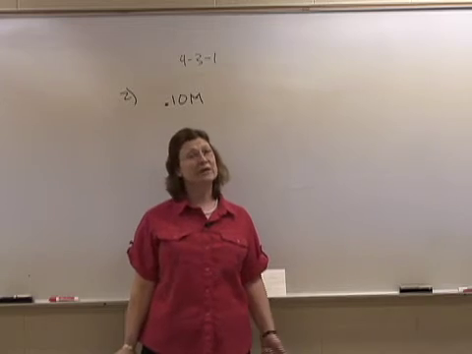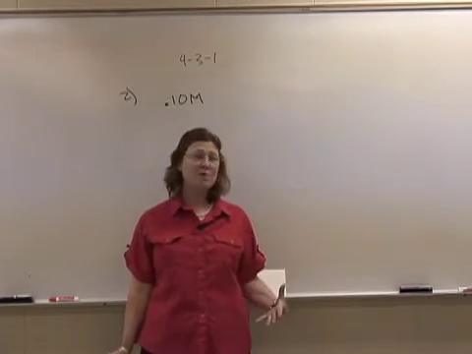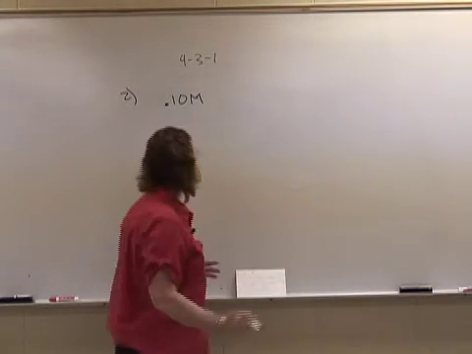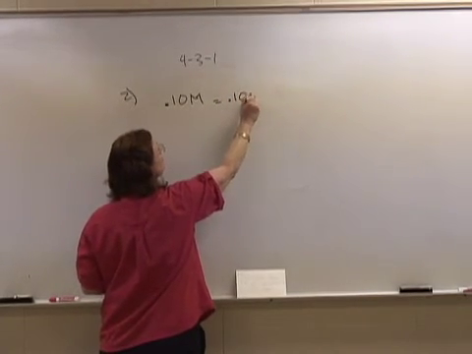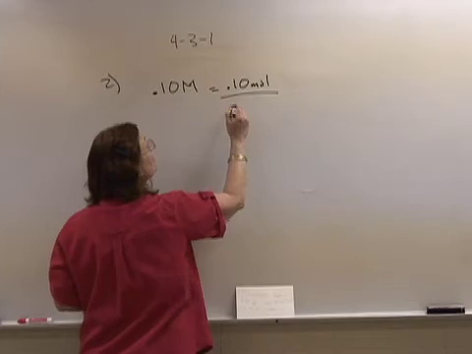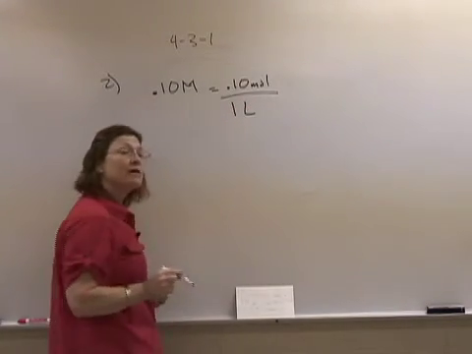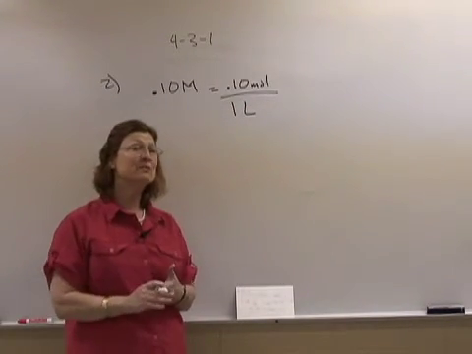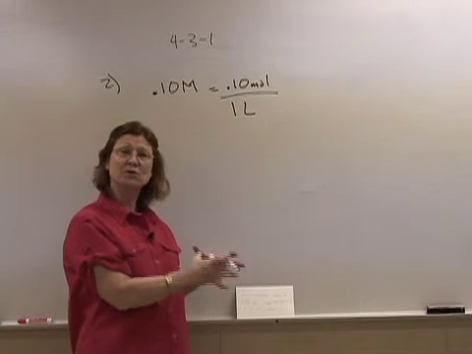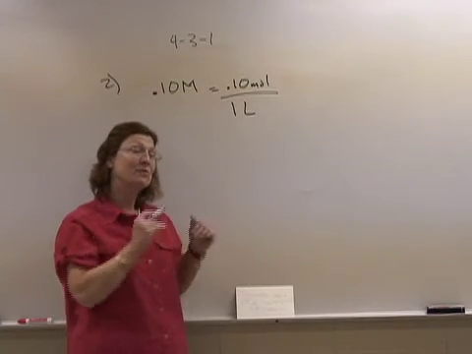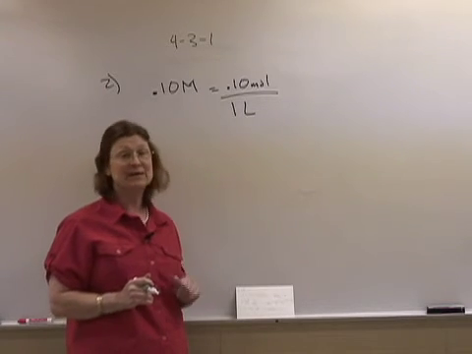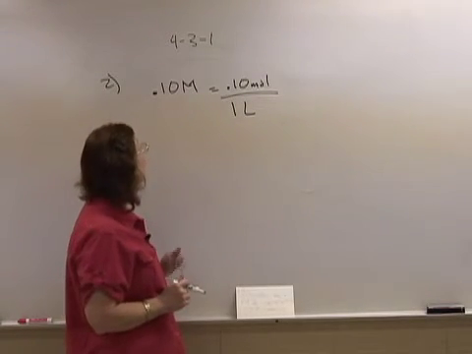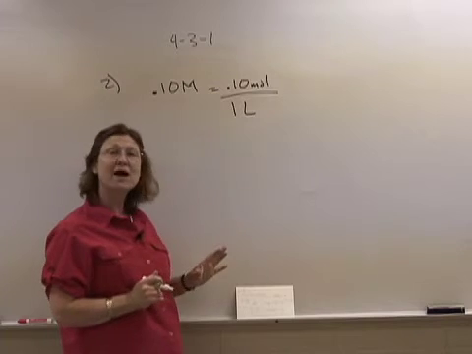In number 2, we are given a concentration, and it is always helpful to write out the definition of the concentration. This means that I have 0.10 moles of my solute for every 1 liter of solution. It's important to distinguish between molarity, which is per liter of solution, and molality, which is per kilogram of solvent. It's very important to keep those 2 terms straight in your mind.